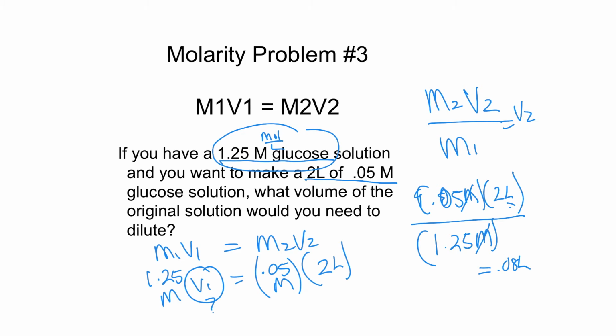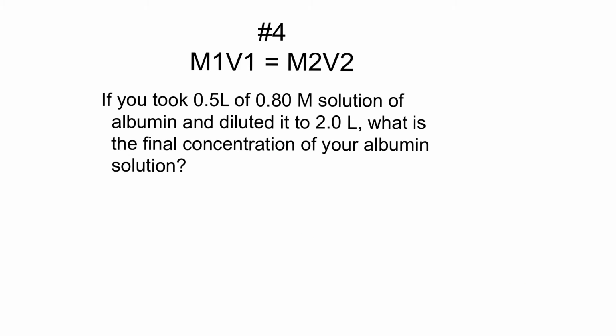So what does that mean? That means that if I took 0.8 liters of this original concentration and diluted it to 2 liters, I would have this concentration as my final concentration. And again, if the problem asks you to convert to milliliters, no problem. You know how to do that. Then you would just say, okay, I would need 800 milliliters of the original solution to make that dilution.